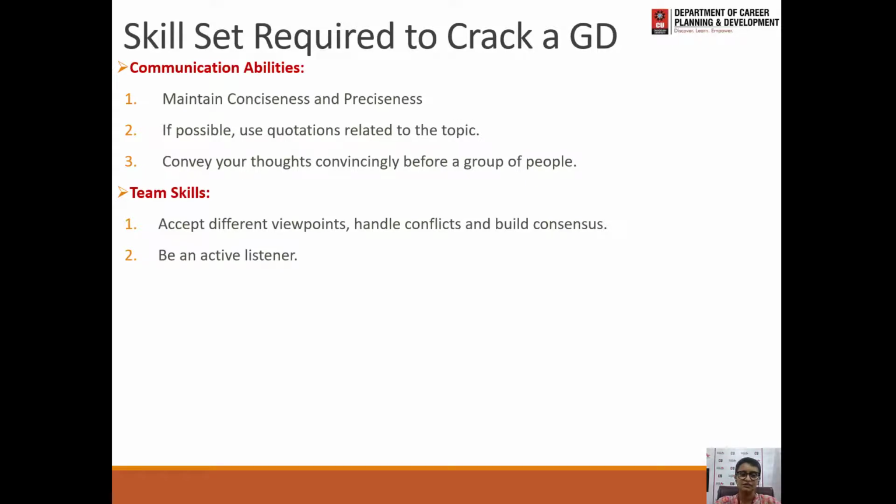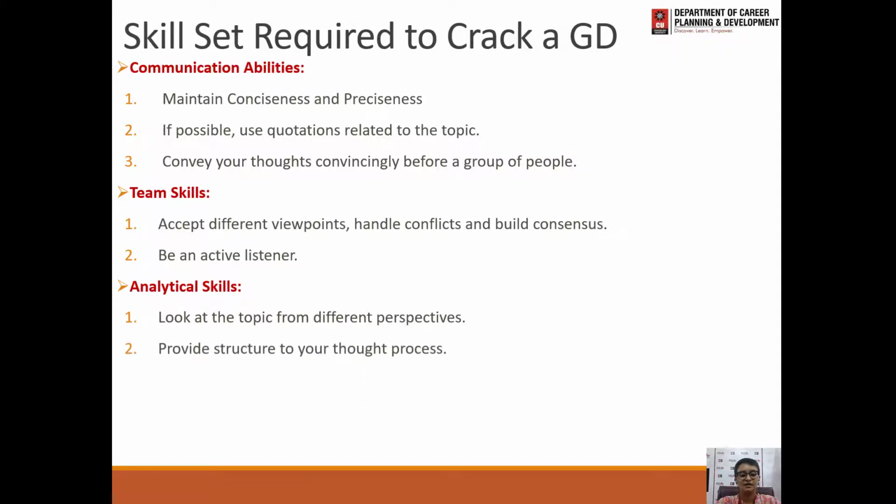We have already shared that active listening is very, very important. Next, skills that require analytical skills. Analytical skills play a very important role when you have to participate in an abstract GD. When I say abstract group discussion, it means where you need to think out of the box and look at the topic from different perspectives. Then comes providing structure to your thought process.